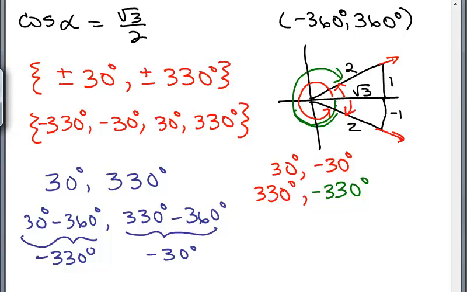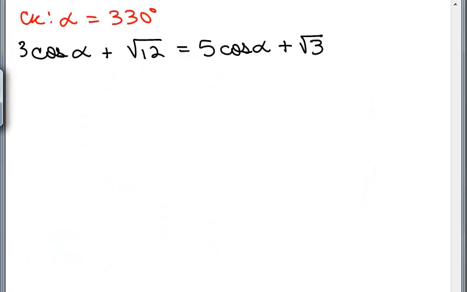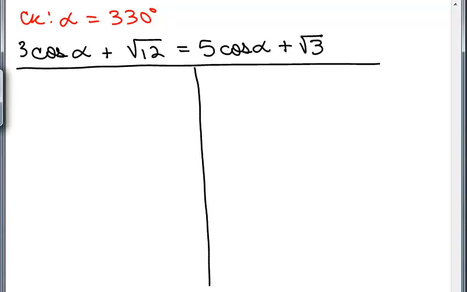Now to check your answer, you would have to check four different solutions in the original. Let's just check one of them. So let's check to see if when I plug in 330 degrees for alpha, it's true. All right, so the way I like to check is I just underline the whole thing. And I'm going to plug in 330 degrees for alpha and simplify the left-hand side of the equation.